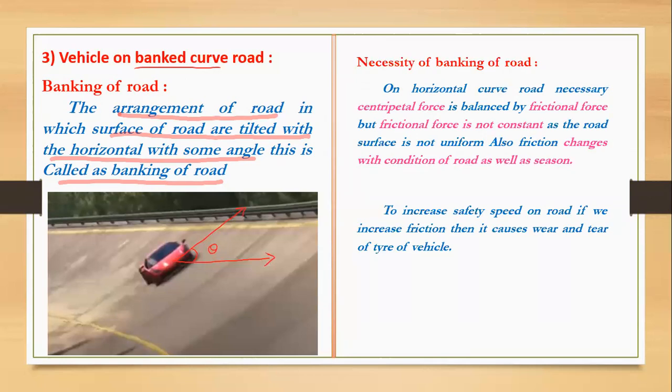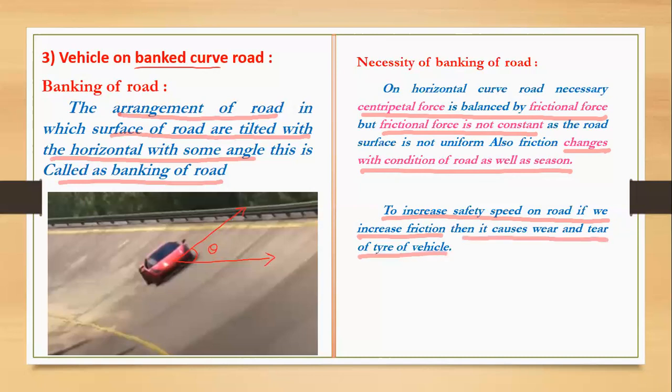Okay, I repeat everything again. On a horizontal curve road, we already learned the centripetal force is provided by frictional force. But frictional force is not constant, not reliable, as it changes with the condition of road as well as season. And if you want to increase the safety speed on road, we have to increase friction. Then it causes wear and tear of tire of vehicle. To avoid this, banking of road is necessary. I hope you understood the necessity of banking of road.